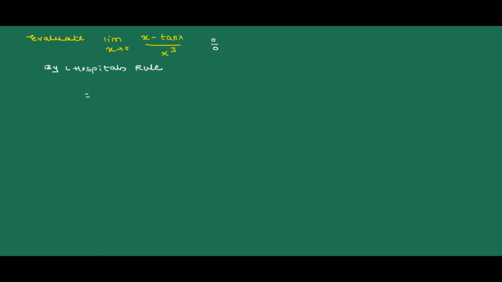This is equal to limit x tends to 0. Differentiate this numerator separately. What is differentiation of x minus tan x? Differentiation of x is 1 minus differentiation of tan x, which is sec square x, divided by differentiation of denominator. Differentiation of x cube is equal to 3x square. Now again put x is equal to 0 to simplify the limit.